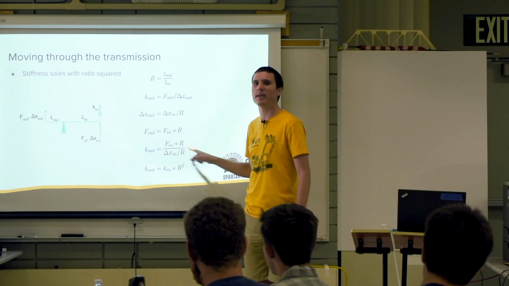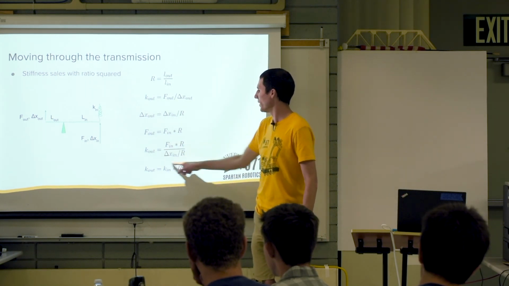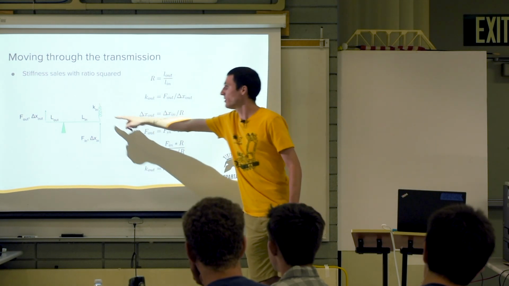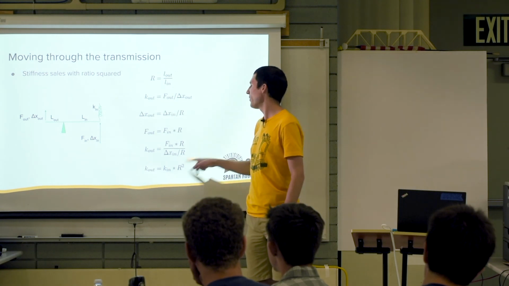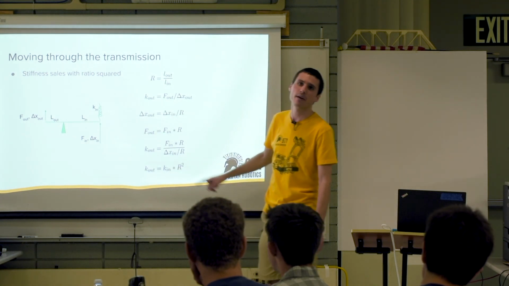This looks very similar to what we came to last time. What we can do is take these two terms, and if we put them together, that is basically the stiffness of the input spring. So now we get that our output stiffness is equal to our input stiffness times our ratio squared.